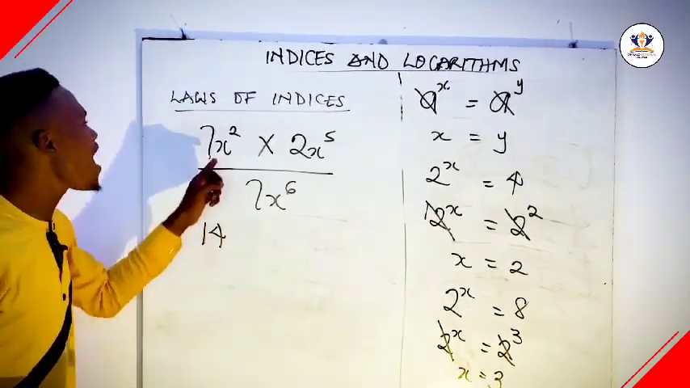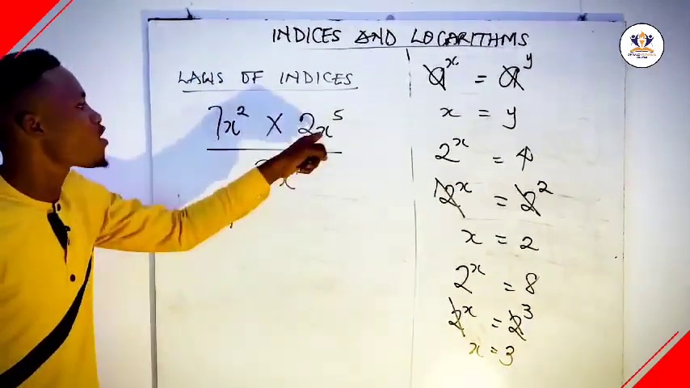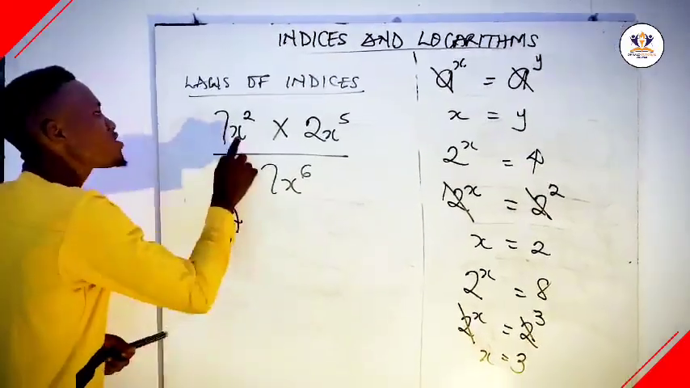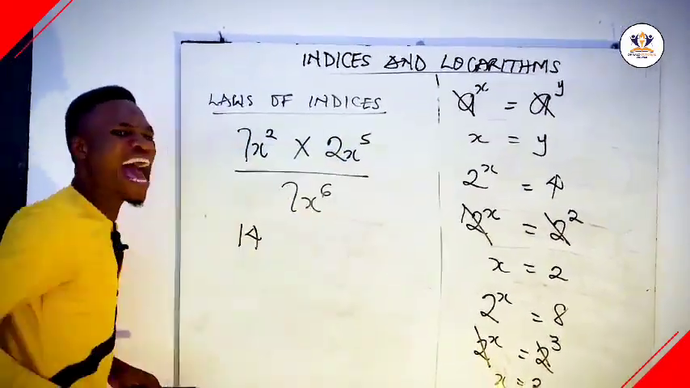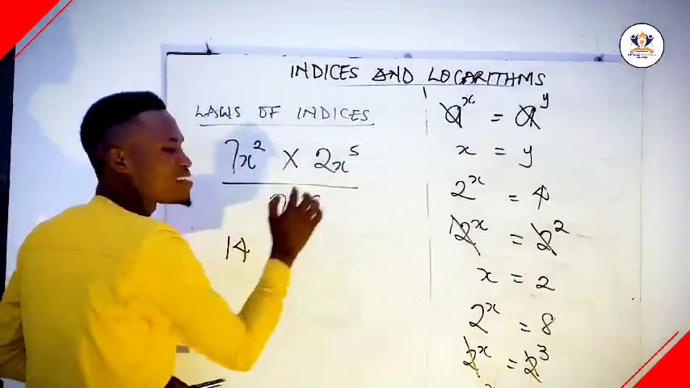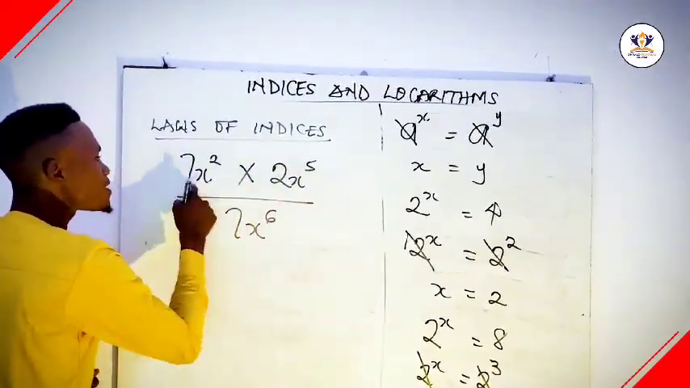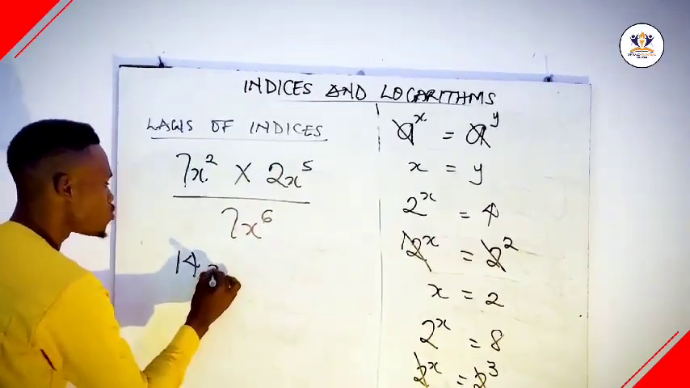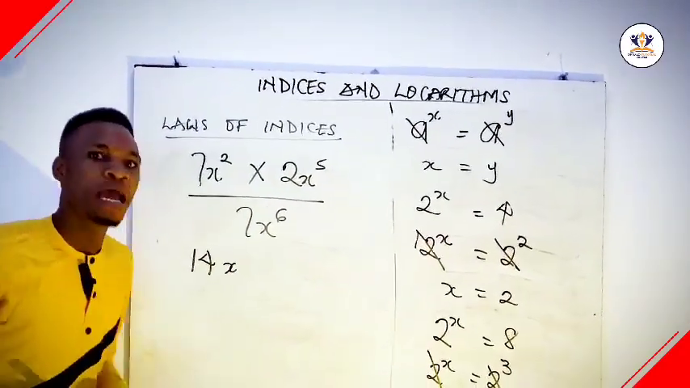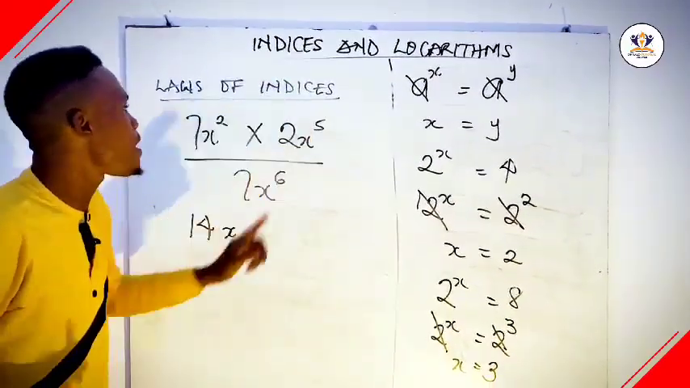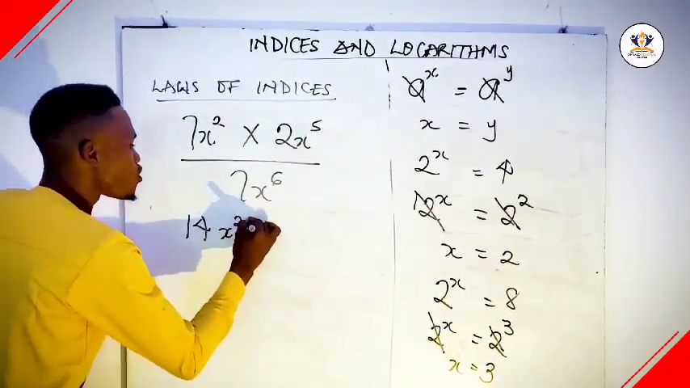Now, you have x raised to power 2 here, and you have x raised to power 5 here. What will you do to this question? Because they are the same x, I told you they are the same base. You take one of the two bases, you have x. And then, because it is multiplication between them, you will add the powers. That is 2 plus 5.